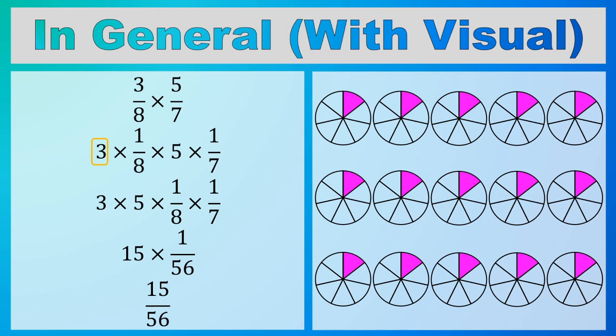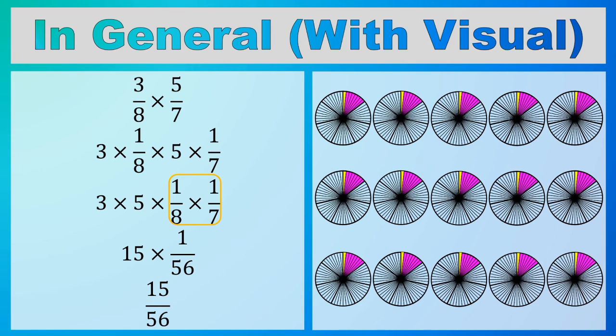Now we have 3 times everything. So how many circles do we have now? We have 5 plus 5 plus 5 circles, or 3 times 5 circles, which is equal to 15. Now for each region, I marked 1/8 of it in yellow. Each region is 1/7 of the whole circle, and we're marking 1/8 of that region.